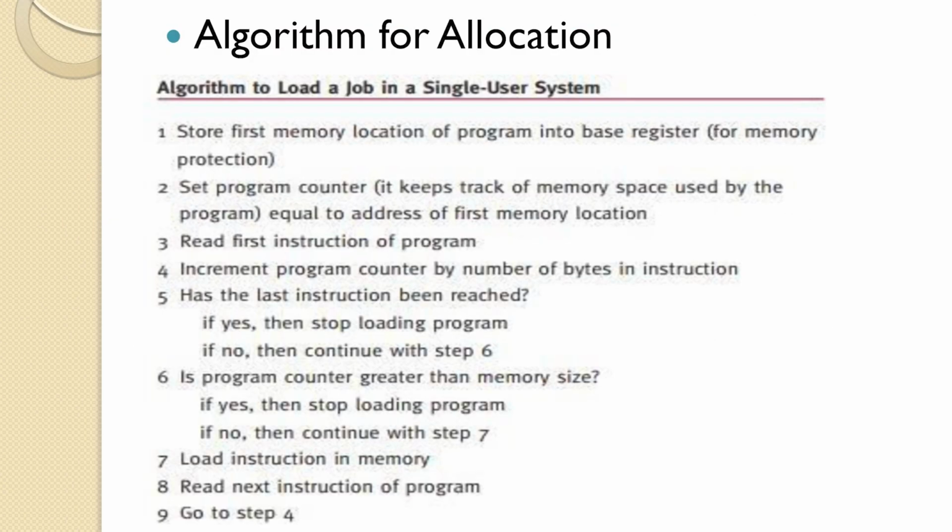This is the algorithm for the single user contiguous scheme. Store the first memory location of your program into the base register, which is used for memory protection. First set the program counter, which keeps track of the memory space used by the program. Then read the first instruction of the program. Then increment the program counter by the number of bytes in the instruction. Check if the last instruction has been reached. If yes, then stop loading the program. Otherwise, if no, then continue to step 4.